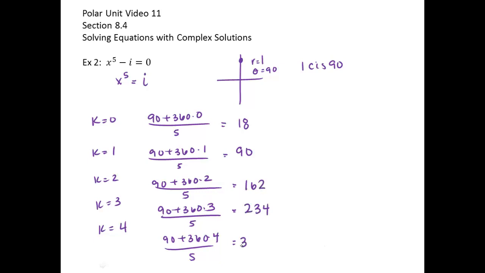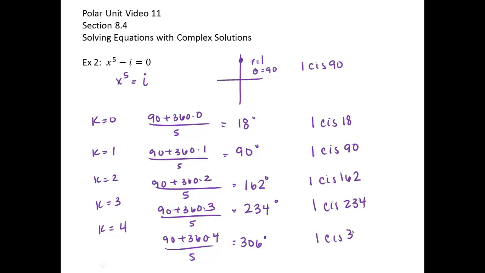234, and 306. Again, you may go back and try those on your own or trust that my answers are right, but you do have to know how to calculate that on your own. So my final answers of my fifth roots will be 1 cis 18, 1 cis 90, 1 cis 162, 1 cis 234, and 1 cis 306 degrees.